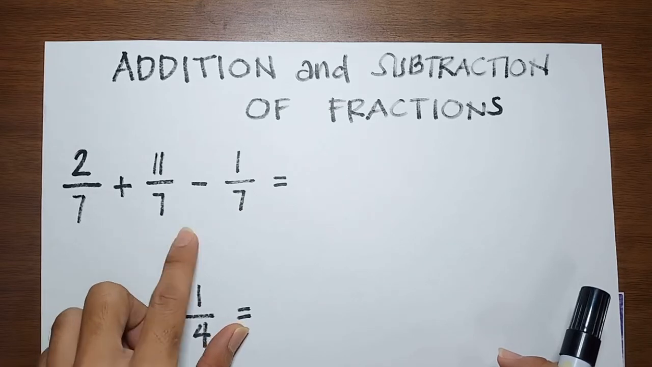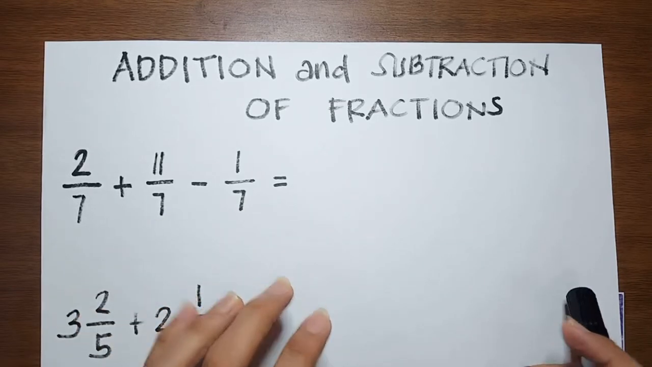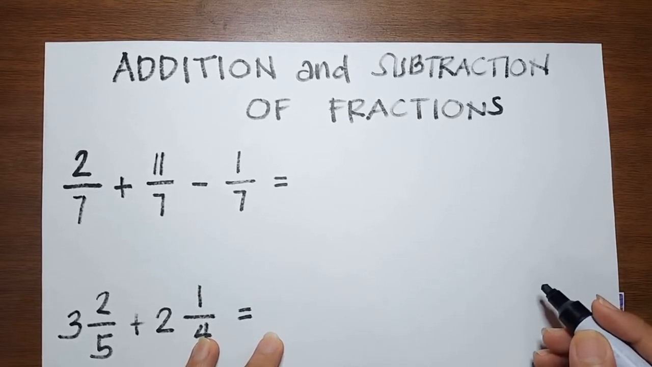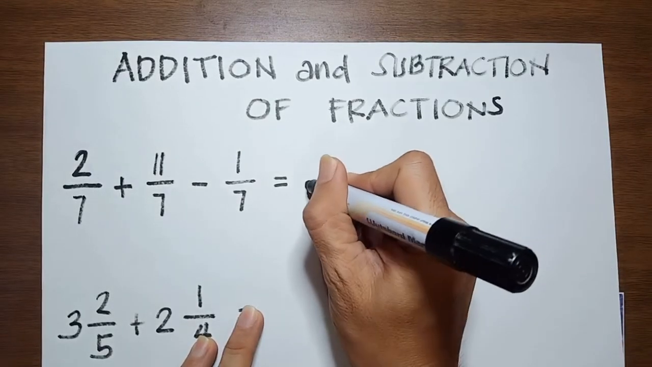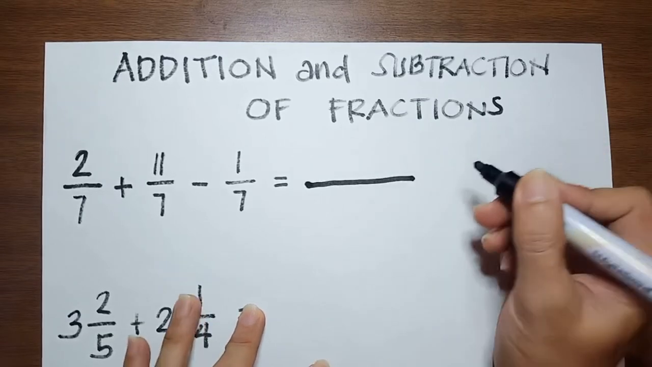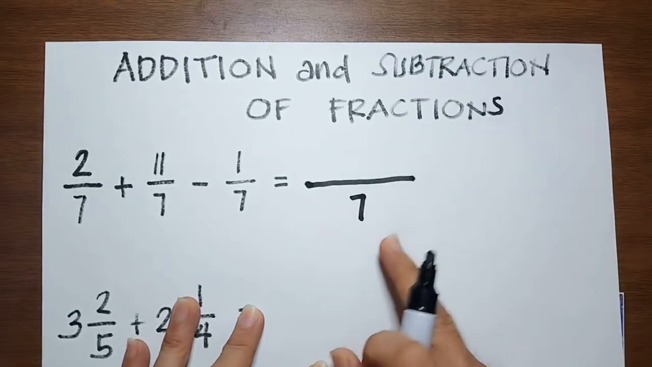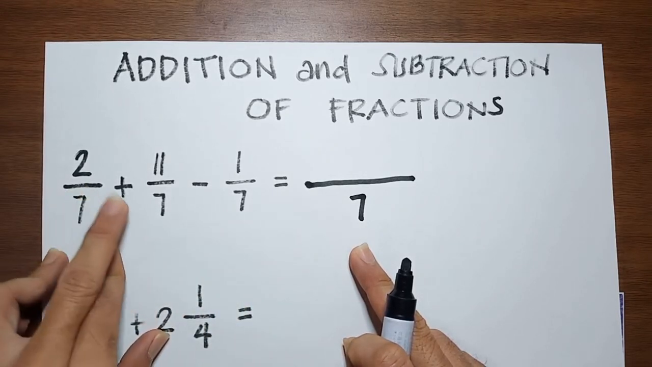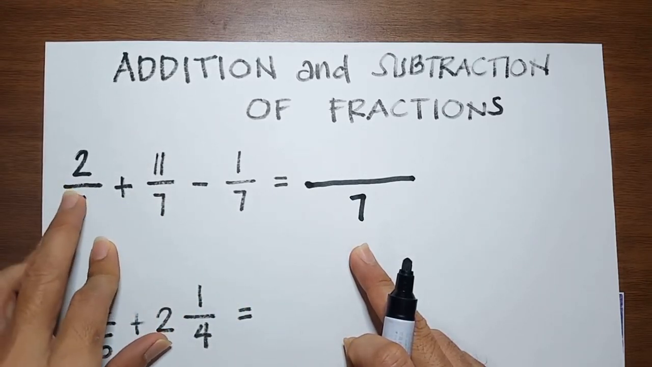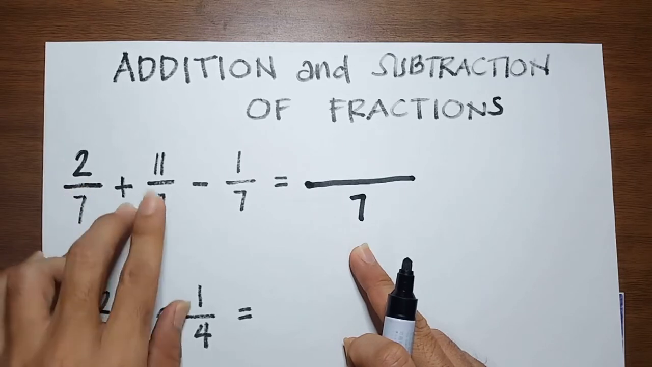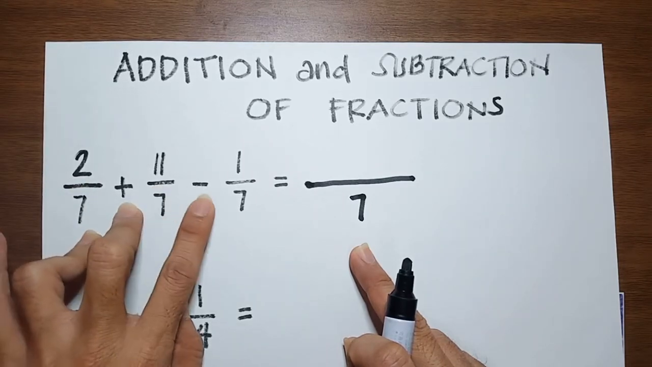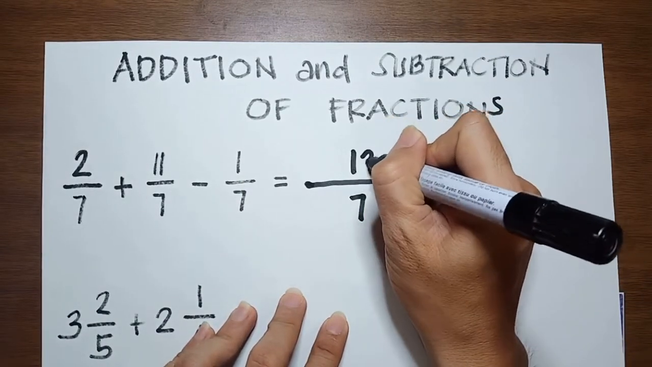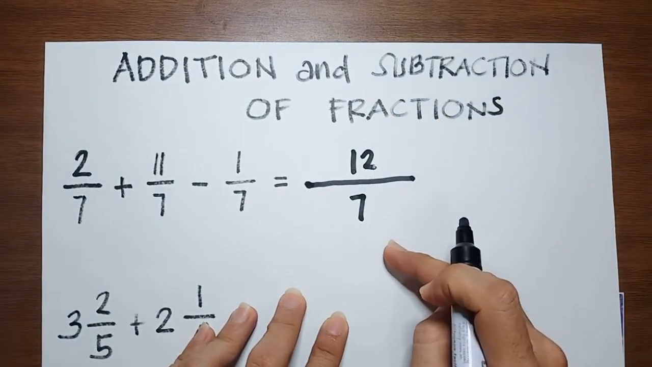Since they are similar, what we need to do is simply copy the common denominator. So the common denominator is 7. So we copy 7. Then afterwards, we perform the operation in the numerator. So 2 plus 11 is 13. Then minus 1 is 12. So we have 12 over 7.